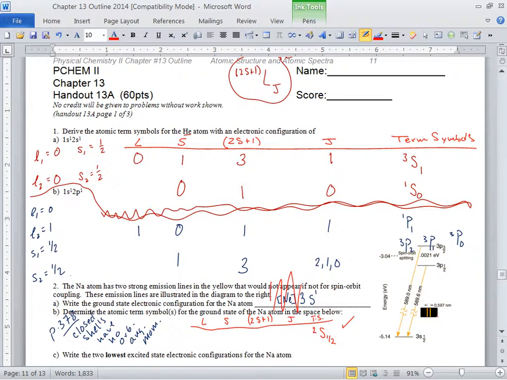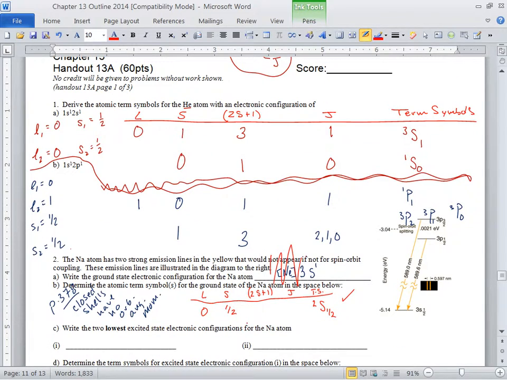No, okay, so it's just going based off of that one electron. So that means L has to be 0, S has to be a half. Okay. Right? Everybody agrees? Jeffrey, you agree? Yes. Okay. So now let's write the lowest 2 excited state electron configurations for the sodium atom.